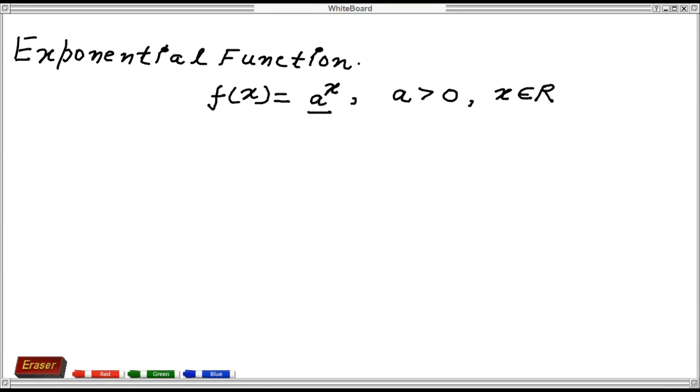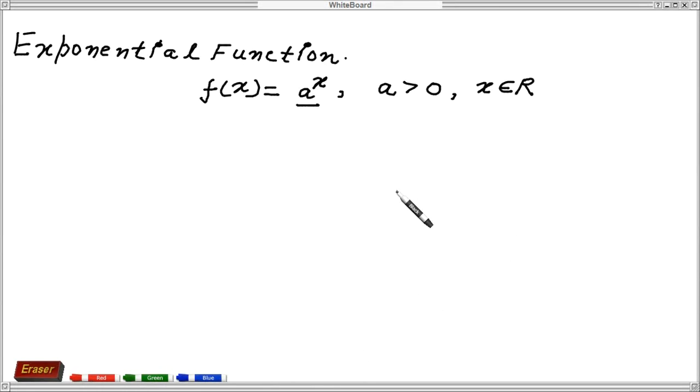Can you see this screen? Yes, whiteboard. Did you see the definition of exponential function? Yes, good, right. So a power x is called exponential function. So here some points regarding exponential function.